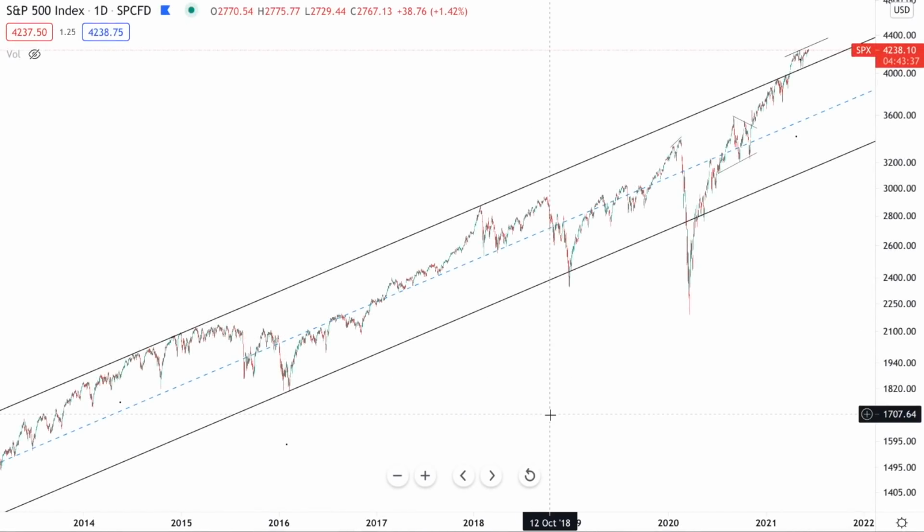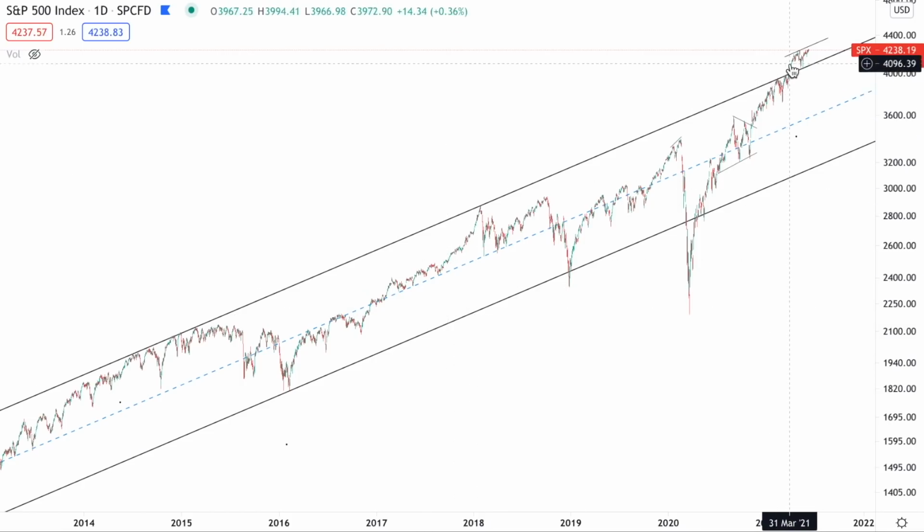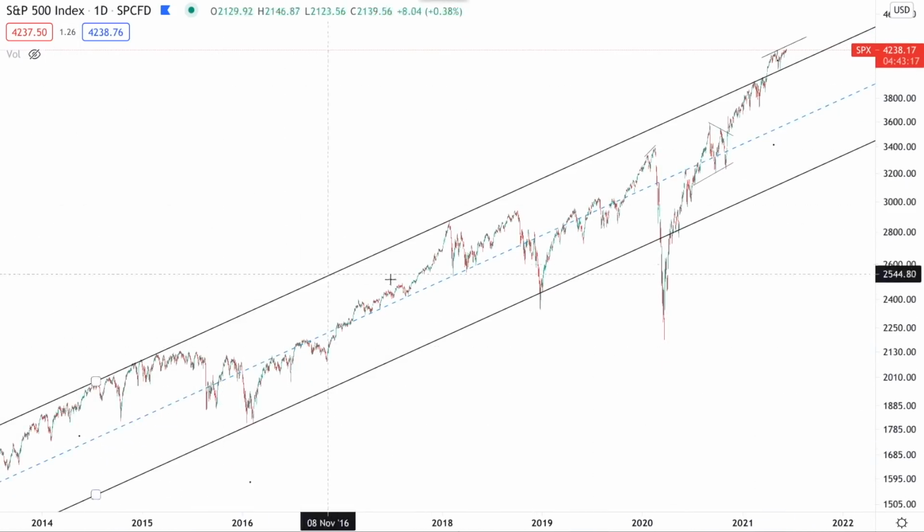So just a quick reminder for anyone who's new to the channel, this is our intermediate term outlook for the S&P 500. We recently saw a huge breakout above this long-term price channel. So just from a technical analysis standpoint, this is a massively bullish development. Now take into account easy monetary policy, extremely high liquidity, and an economic recovery. That's all bullish for the stock market.